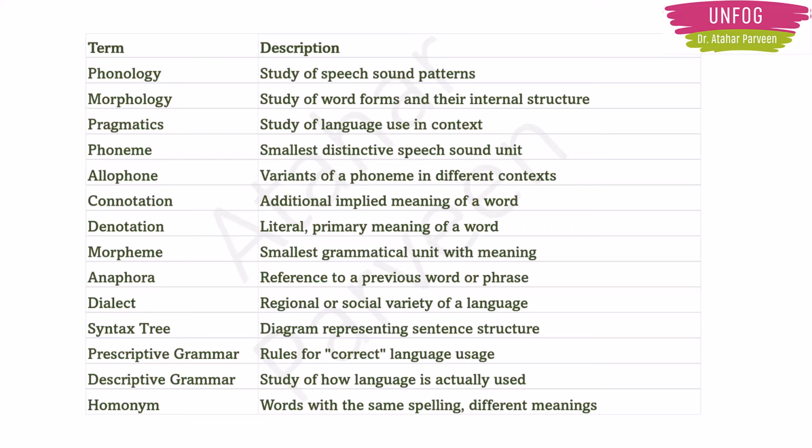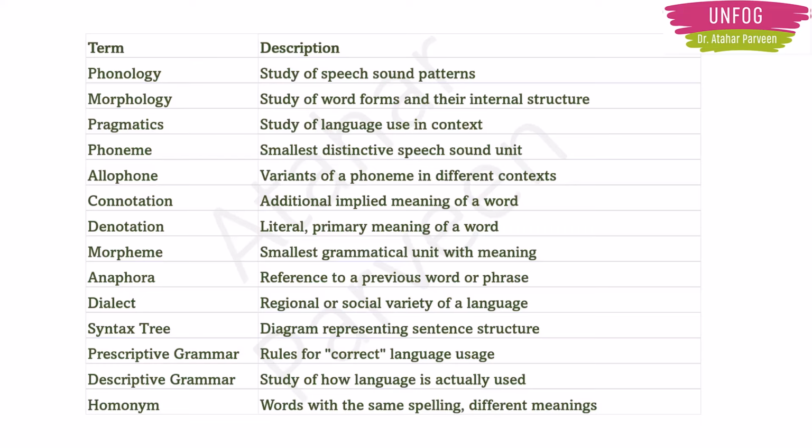Then anaphora: it is a reference to a previous word or phrase. Dialect means it can be a regional or social variety of a language. Then syntax tree: it is a diagram with which we can represent the structure of a sentence. Then prescriptive grammar means rules for correct language usage. Descriptive grammar is the study of how language is used.